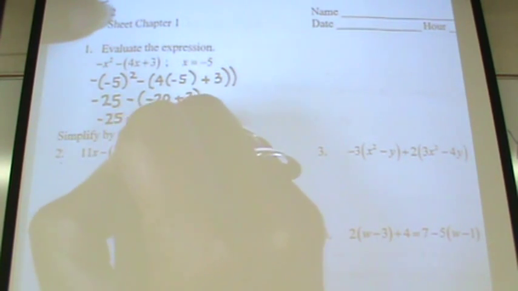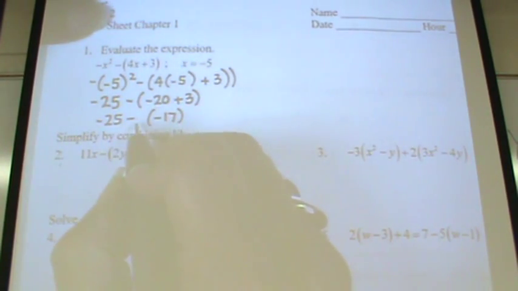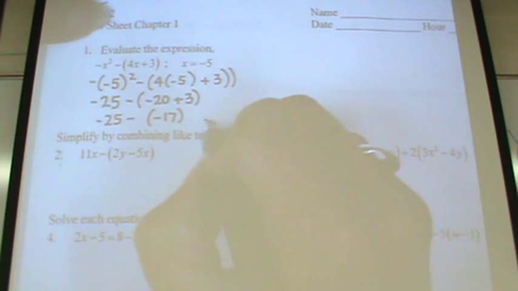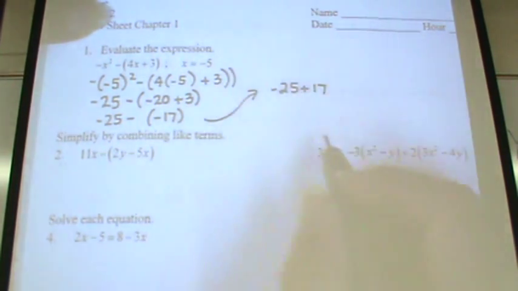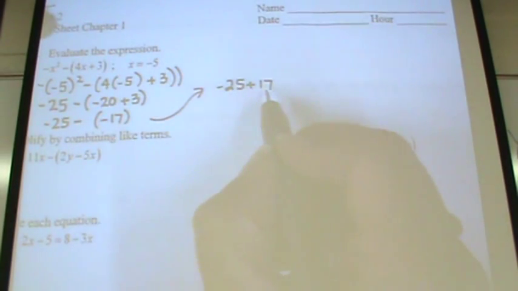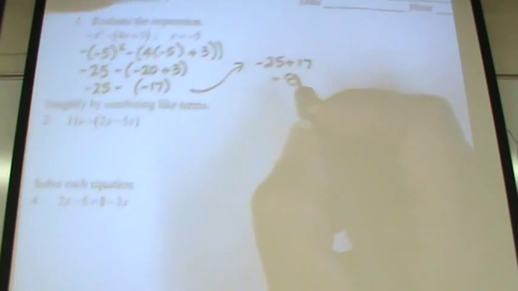So what you have is -25 minus a -17, which is really -25 plus 17. So you have a negative and a positive, subtract the two numbers, you get 8, and it's going to be a negative because you have more negatives. So -8 is the answer.